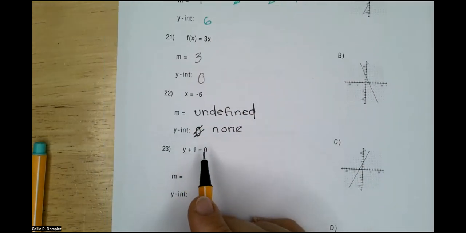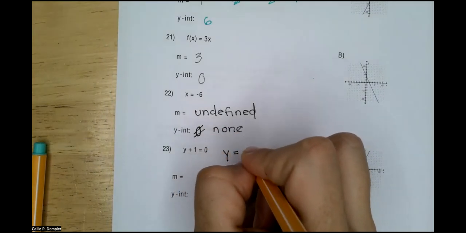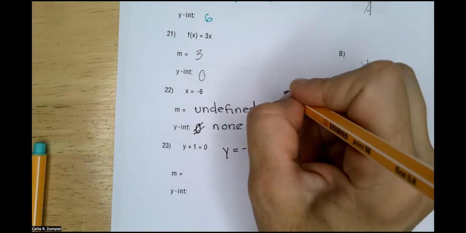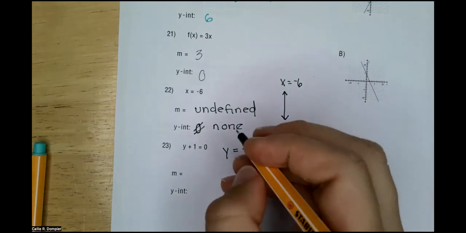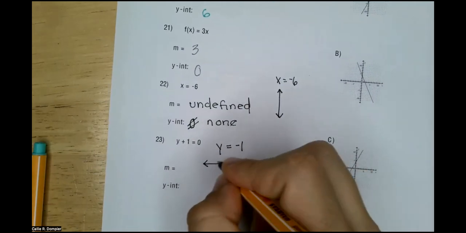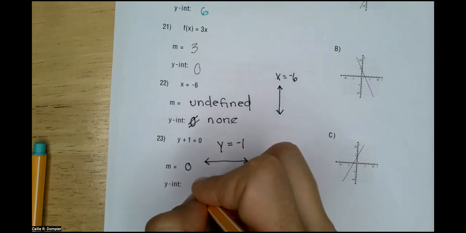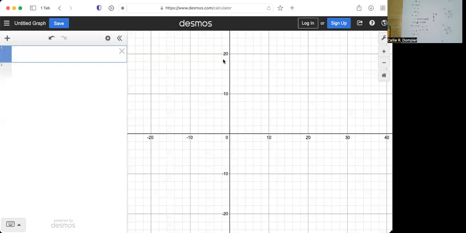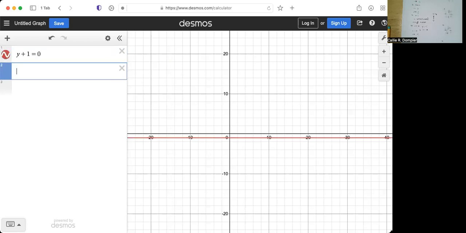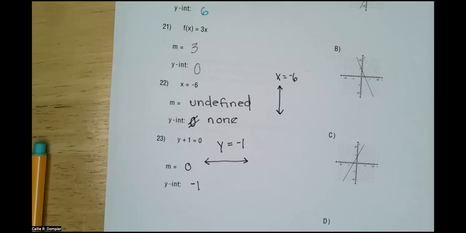Imagine y plus 1 equals 0. If I got y alone, it would be y equals -1. Imagine this line. It goes left to right at y equals -1, so my slope is 0 and my y-intercept is -1. Where does it cross the y-axis? At -1. Doesn't matter whether you graph it as that one or y equals -1. Either way, it's going to cross the y-axis at -1 and it has a 0 slope.